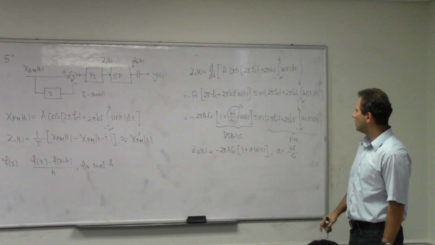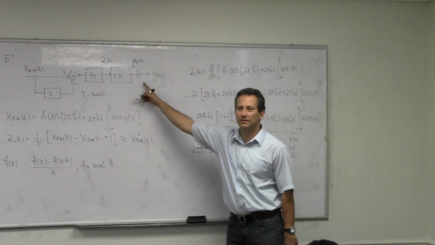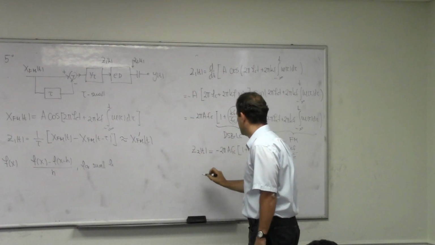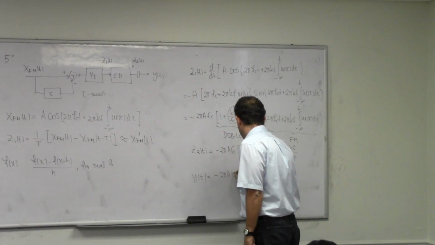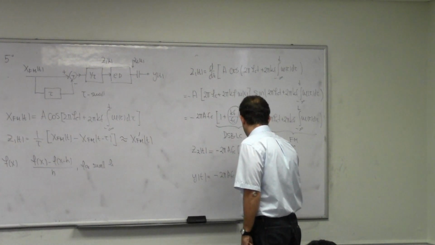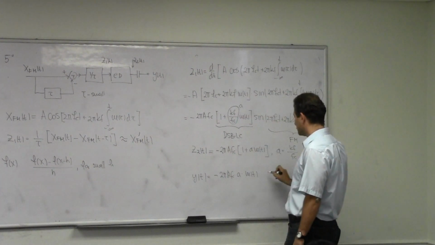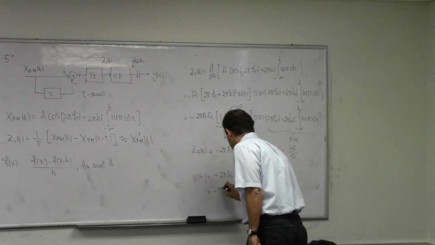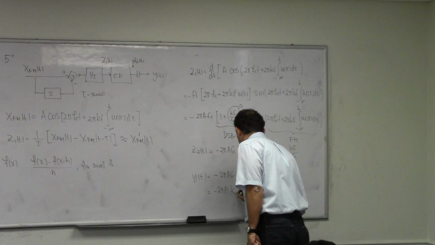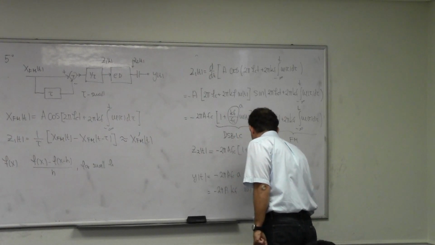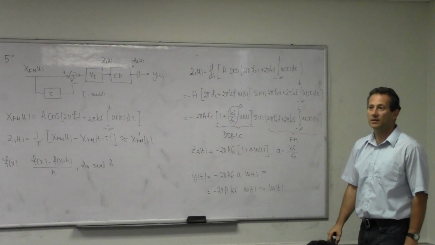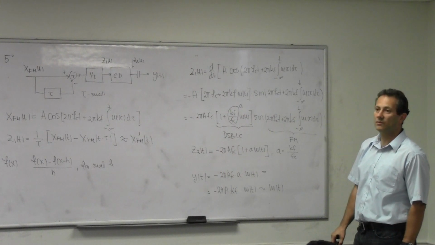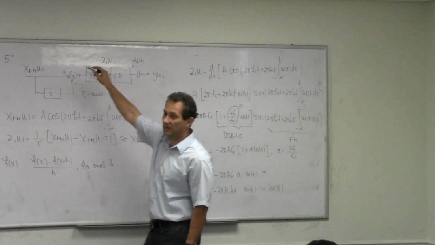Okay? And now, if I block the DC value here, what do I get? y of t is going to be minus 2 pi A fc times a m of t. When I bring in what a is back, this becomes minus 2 pi A times kf times m of t, which means proportional to m of t. So this can be used as a demodulator of an FM signal. As a matter of fact, this part here is a differentiator.